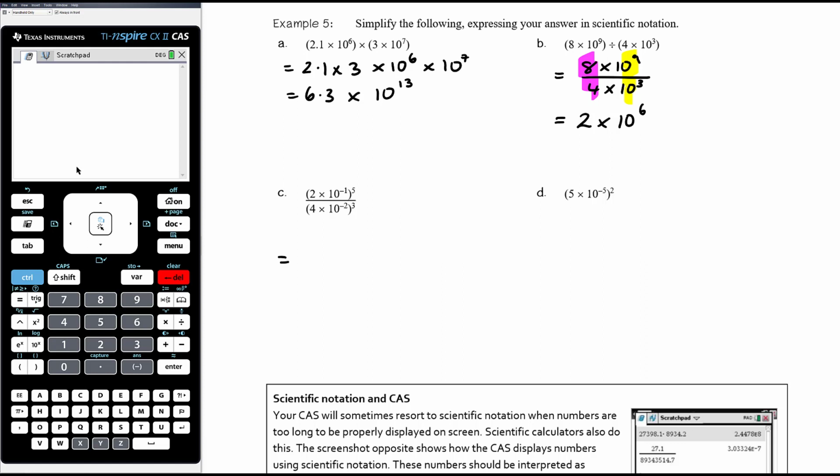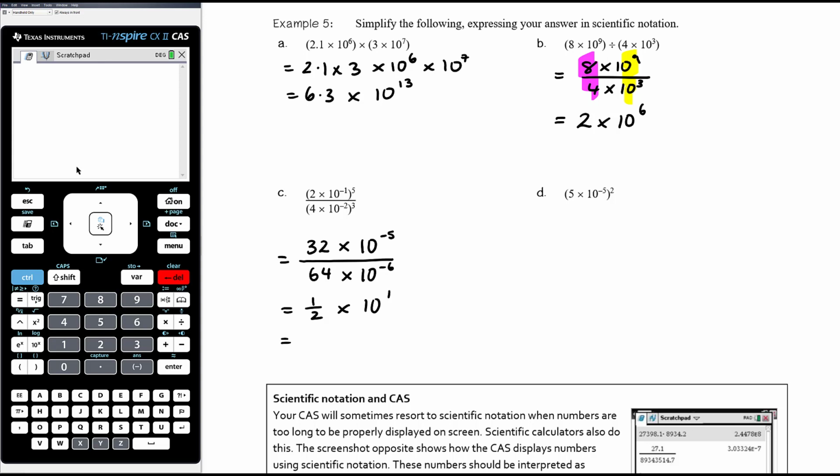So we're going to have 2 to the 5 is 32 times, or you could just write that as 2 to the 5 and keep things in index form if you need. 10 to the negative 1 to the power of 5 is 10 to the negative 5. And then over 4 cubed is 64 times 10 to the negative 2 to the power of 3, that is 10 to the negative 6. Okay, so 32 divided by 64, that's half, times 10 to the negative 5 divided by 10 to the negative 6. We subtract those powers. Negative 5 minus negative 6 is negative 5 plus 6, so that's 10 to the 1.